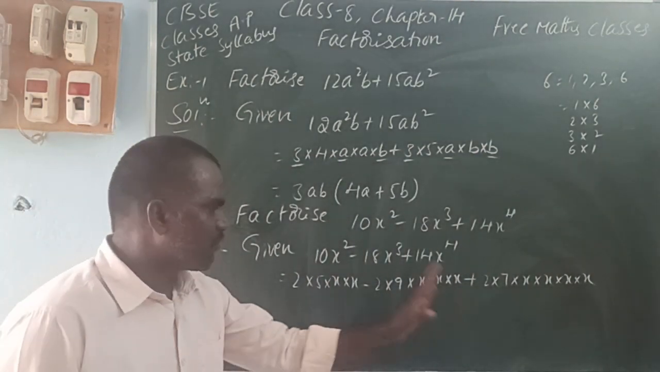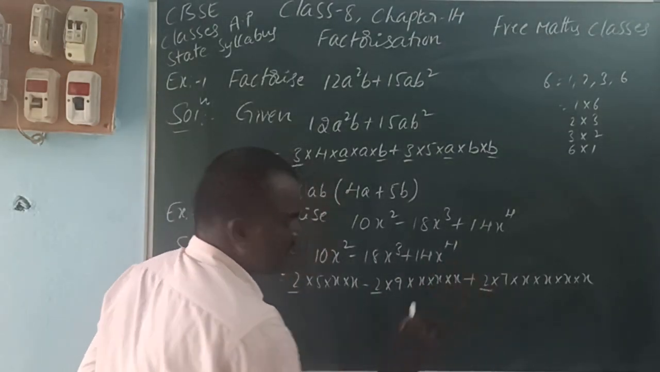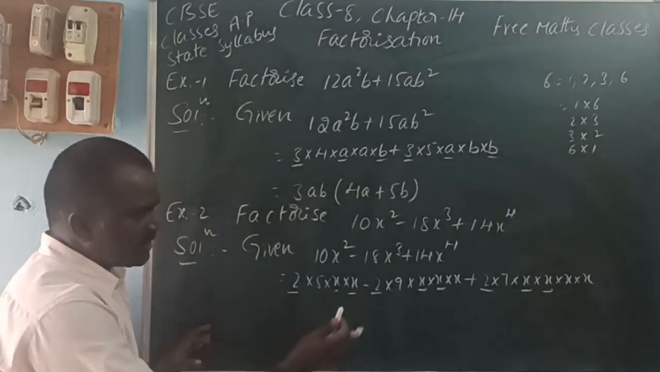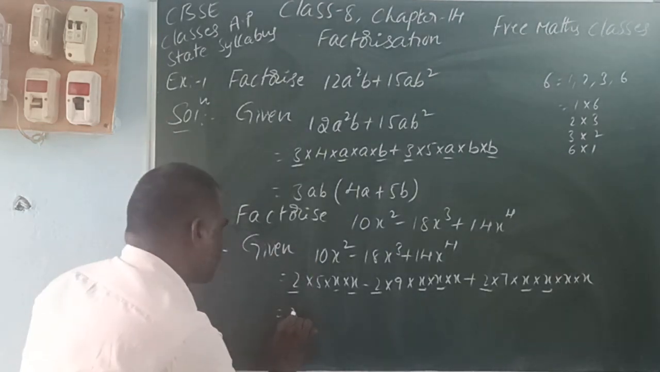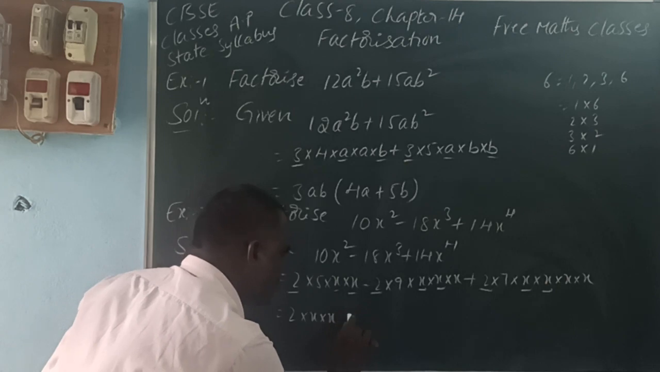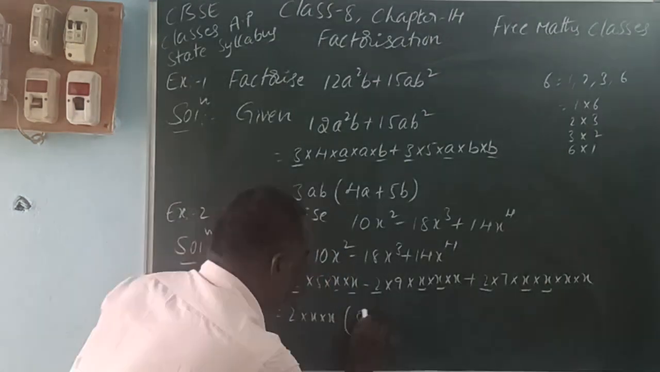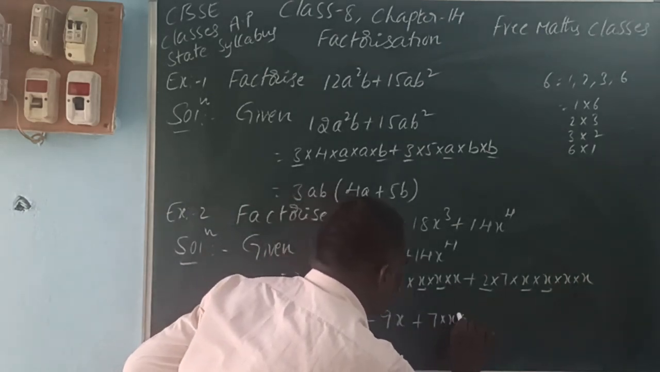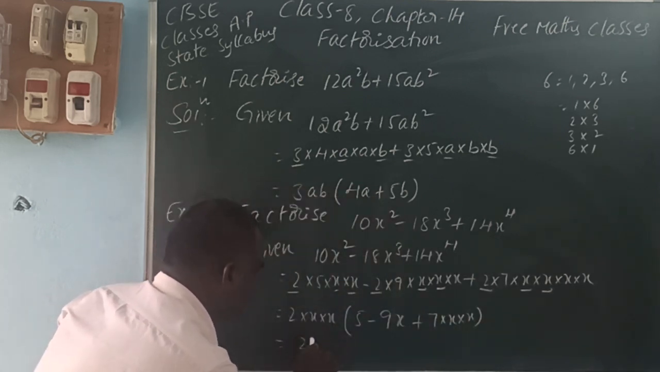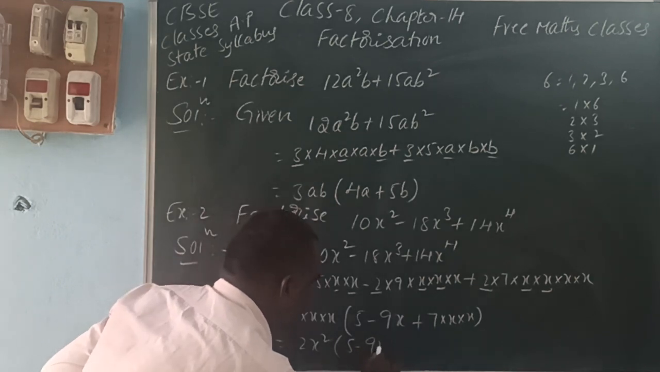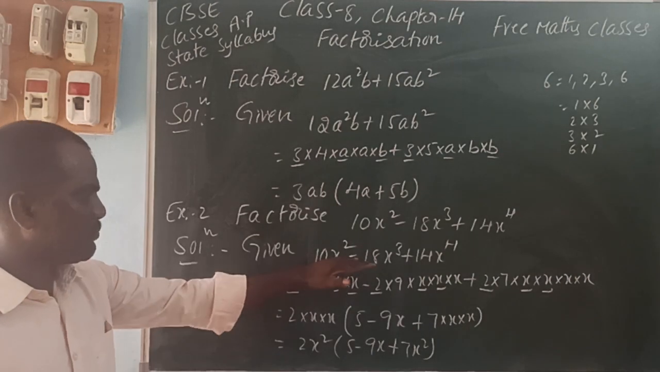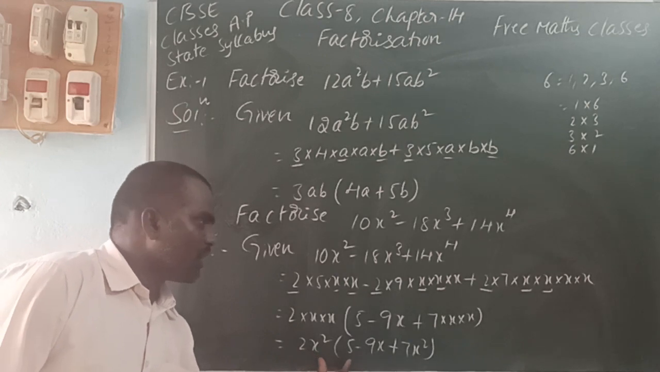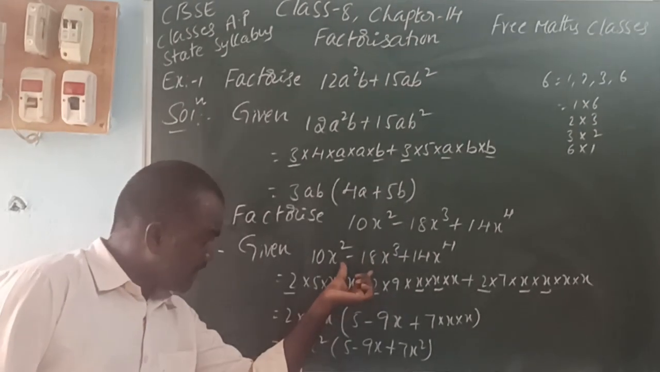So here, how many terms are there? 3 terms. In these 3 terms, what is common? 2 is common. Next, what is common? x. So here, the common is 2 into x into x. When you take 2 into x square outside, what is remaining? 5 minus 9x plus 7x square. So that is 2x square of 5 minus 9x plus 7x square. So the factorization of this polynomial is 2x square of 5 minus 9x plus 7x square. These two are factors of this one. For this polynomial, these two are multiples.